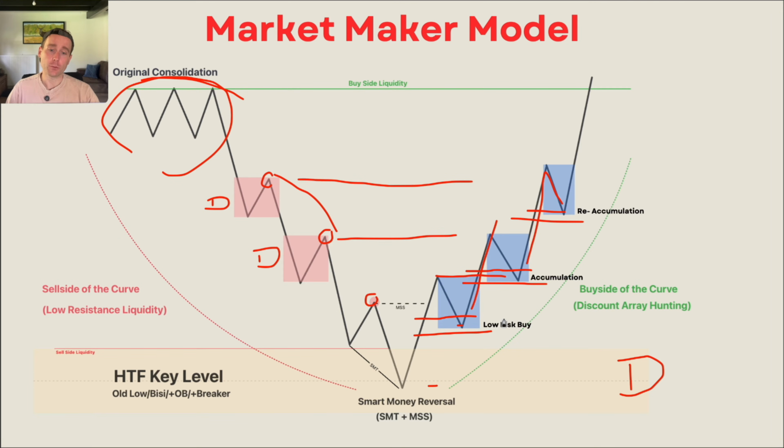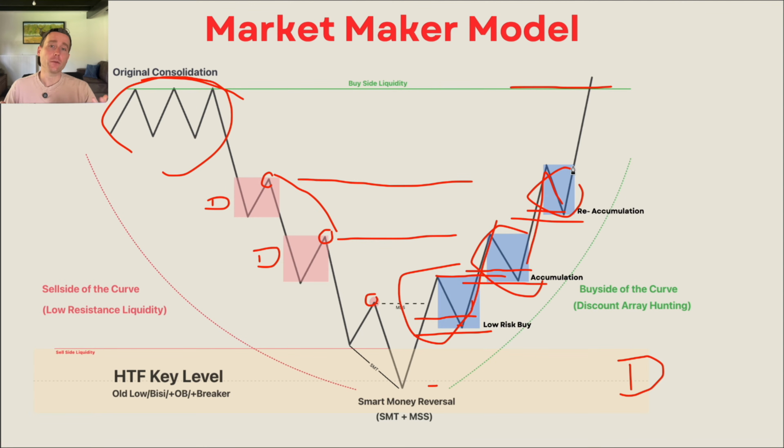So here we have fair value gaps, order blocks. We can maybe have bullish breakers, mitigation blocks, all that stuff, all the PD arrays you learn in ICT concepts. They need to be defending your position to the upside, to the buy side liquidity. And as an intraday trader, from the daily level, you can take a trade here, you can take a trade here, you can take a trade here.